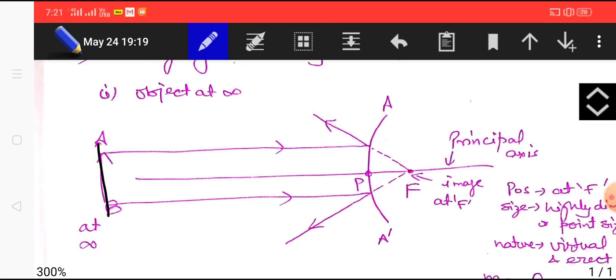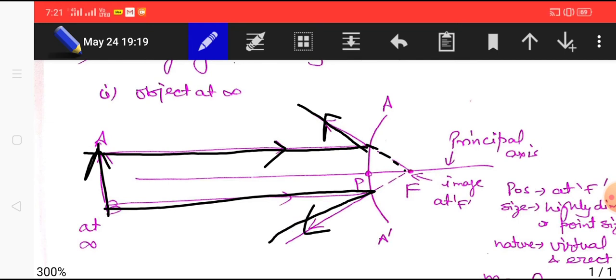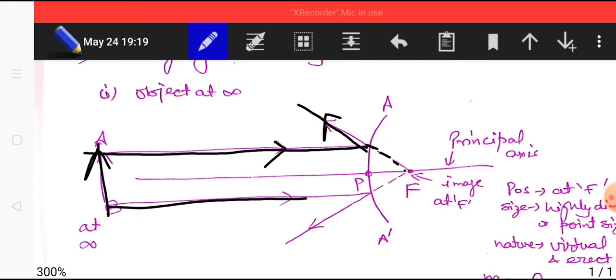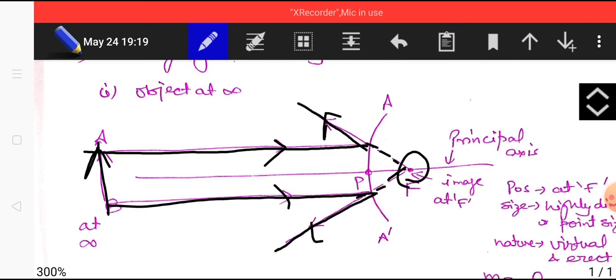So let us start. The first case is when the object is at infinity. When the object is at infinity, we will apply the rules of ray diagram. Parallel light coming to the mirror will reflect such that it appears that it is coming from focus. Both the rays will follow the same rule, and the image will be formed at focus. The position of the image is at focus. Image is highly diminished or point size. Nature of the image is virtual and erect, and magnification is 0.